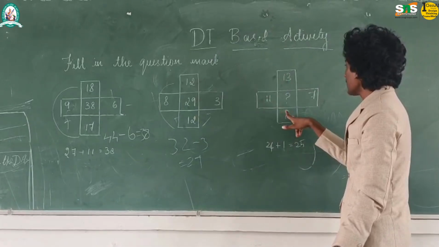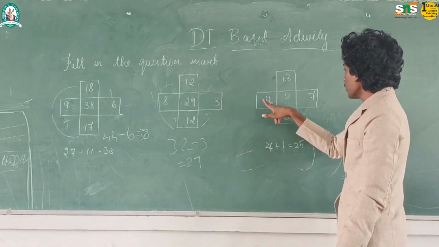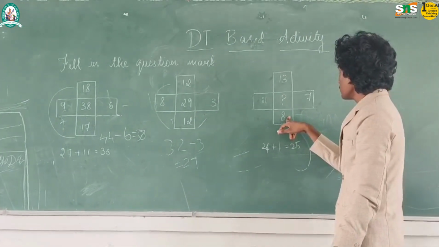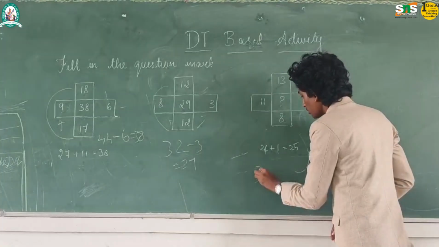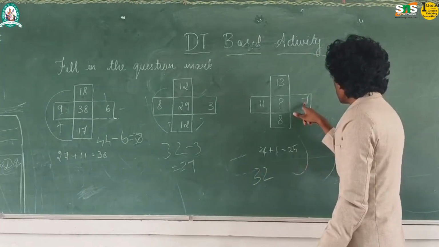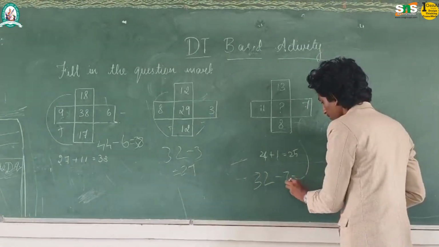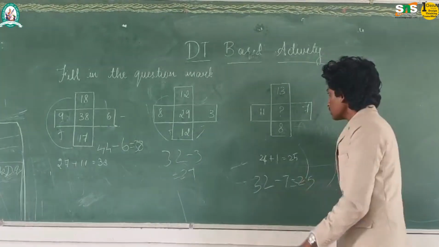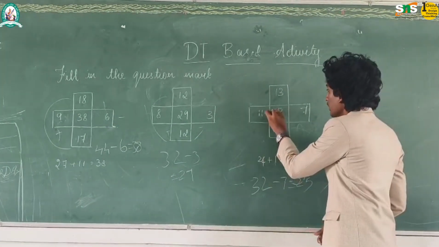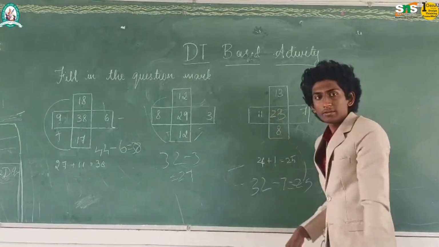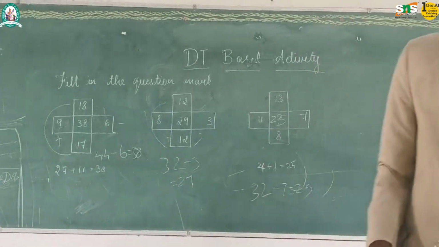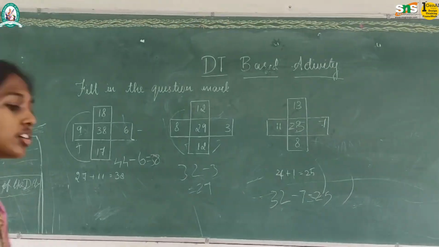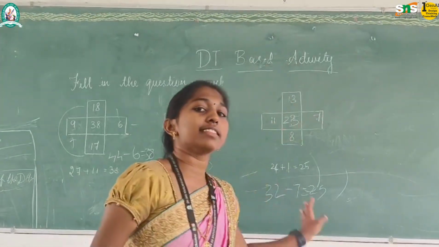So it is the same. First the rule: add 13 plus 11, 24. 24 plus 8, 32. So 32 minus 7 is 25. So the answer is here, 25. Very good. So this is also the next kind of logic behind this problem.